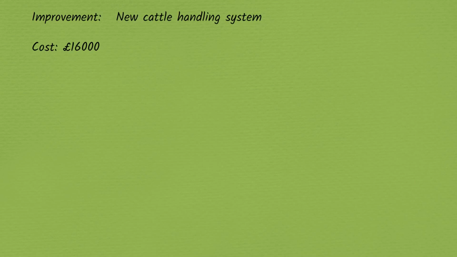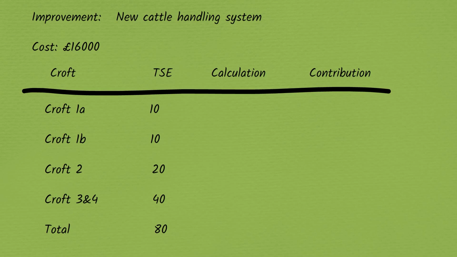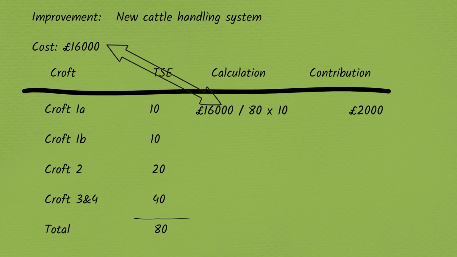So the notice would describe the works, the cost, and then for each croft calculate out the contribution. In this example, Croft 1A has 10 TSEs, as does Croft 1B. Croft 2 has more at 20, and Croft 3 and 4 have 40. So the calculation is, for Croft 1A, £16,000 divided by 80 times the 10 TSEs, giving a contribution of £2,000. Croft 1B has the same calculation.